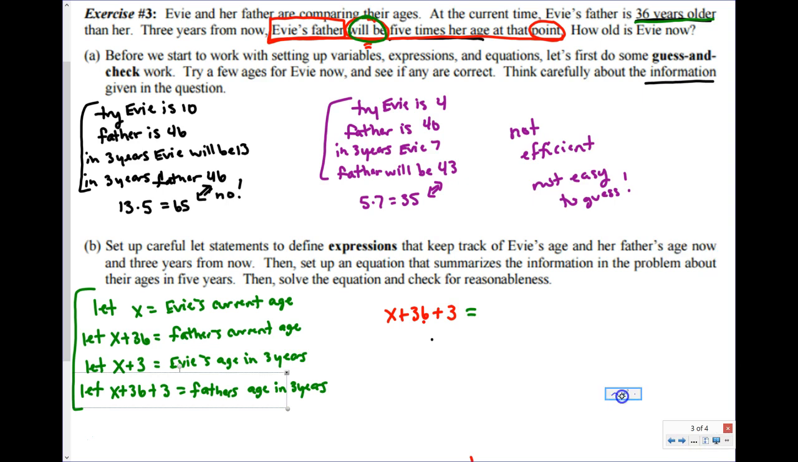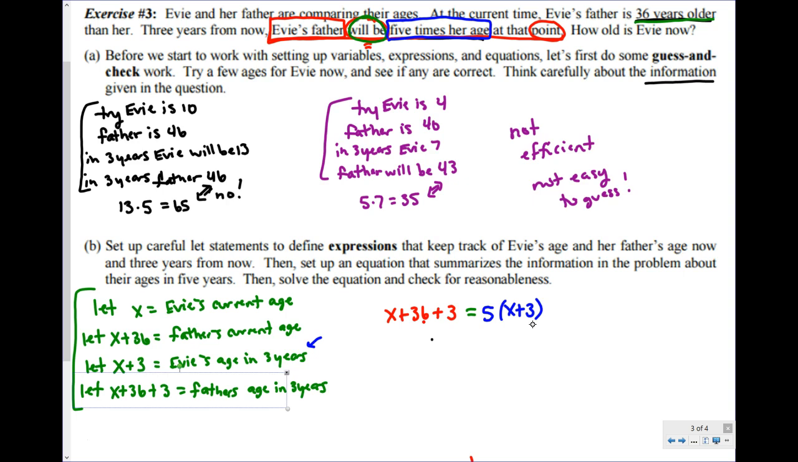Now I have to think about this. 5 times her age. Is it 5 times her age now or 5 times her age in the future? It's 5 times her age at that point in the future. So I'm going to say 5 times, what's her age in the future? Right here, x plus 3. So this becomes 5 times x plus 3. Okay? Very difficult problem to set up.